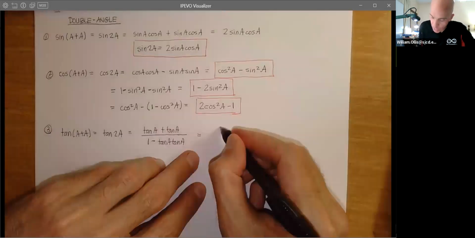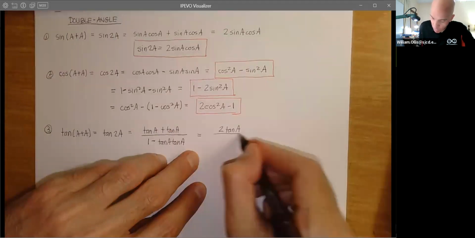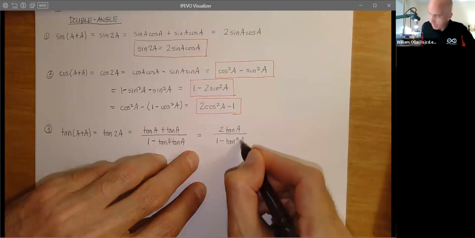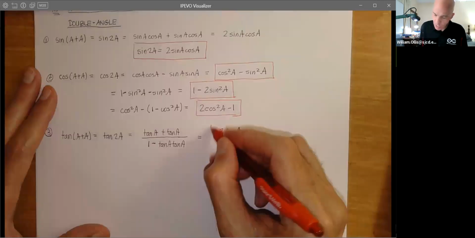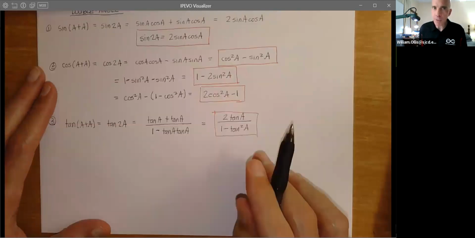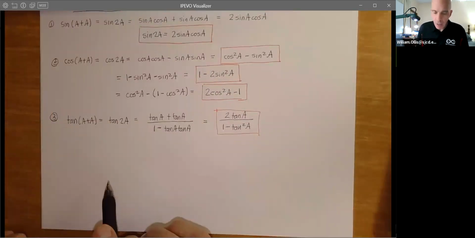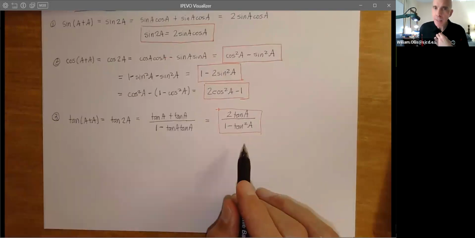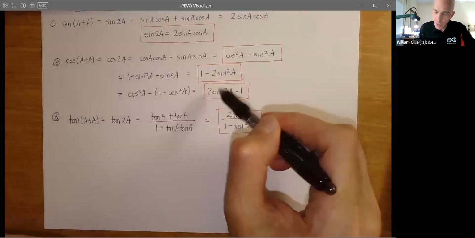So now we have 2 tangent A divided by 1 minus tangent squared. With this one, not as much use, but still useful, depending, maybe you're doing a physics problem that can use this. Now, the double angles became famous with these two guys right here.